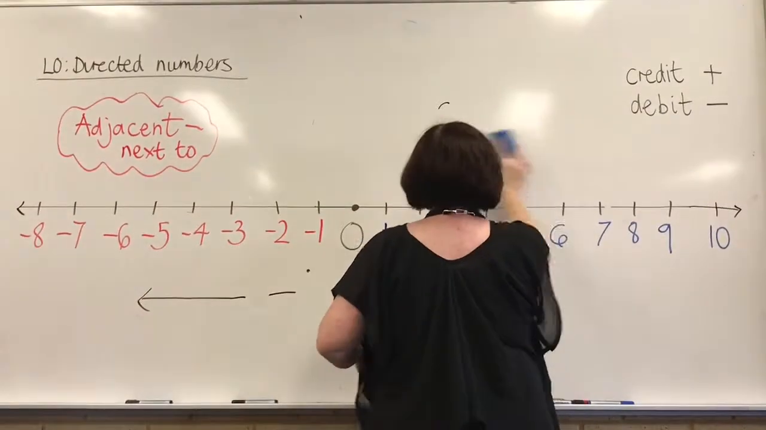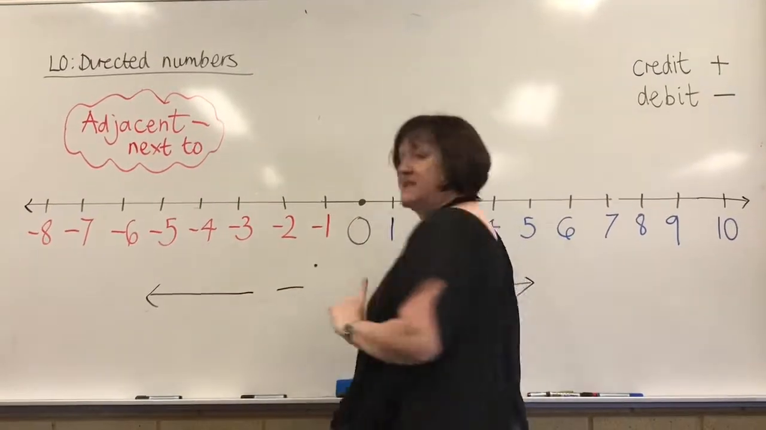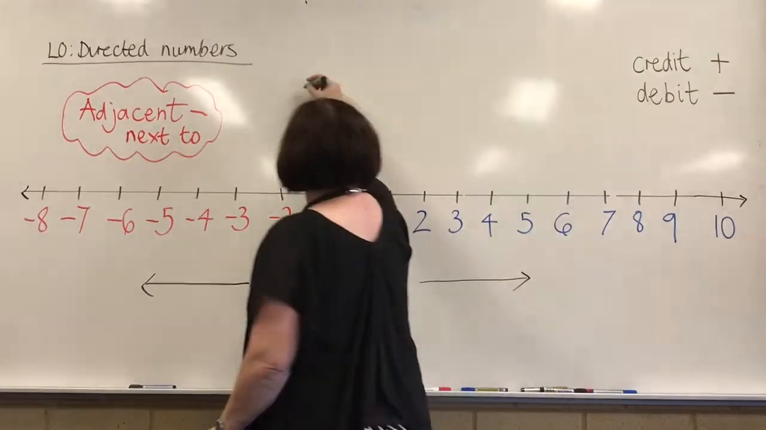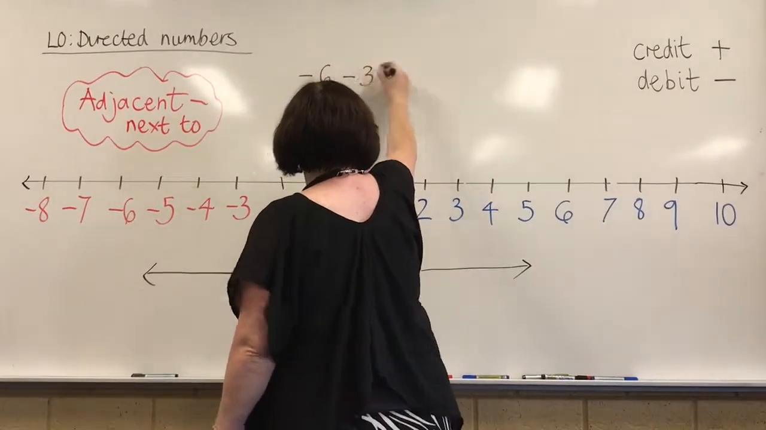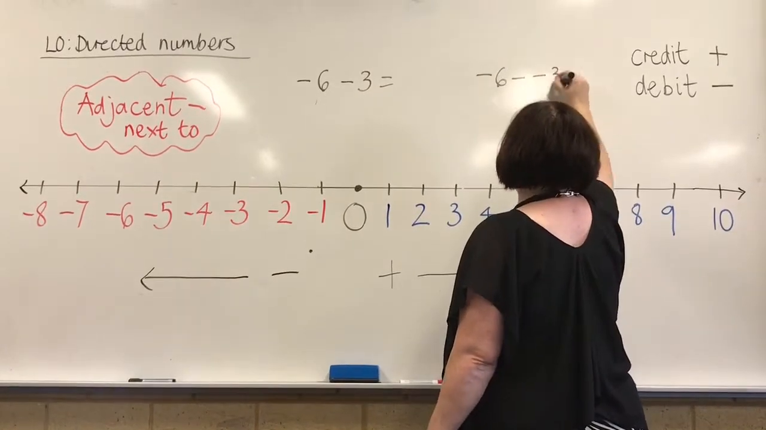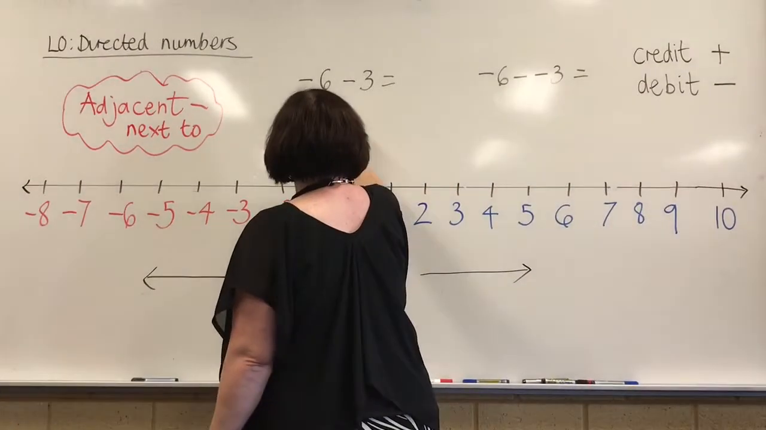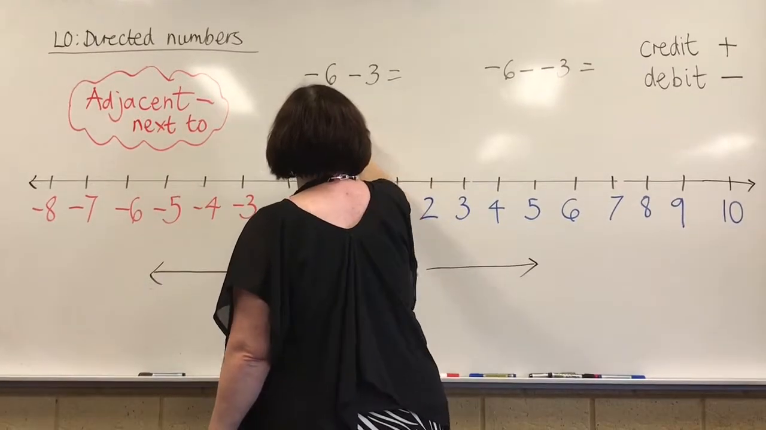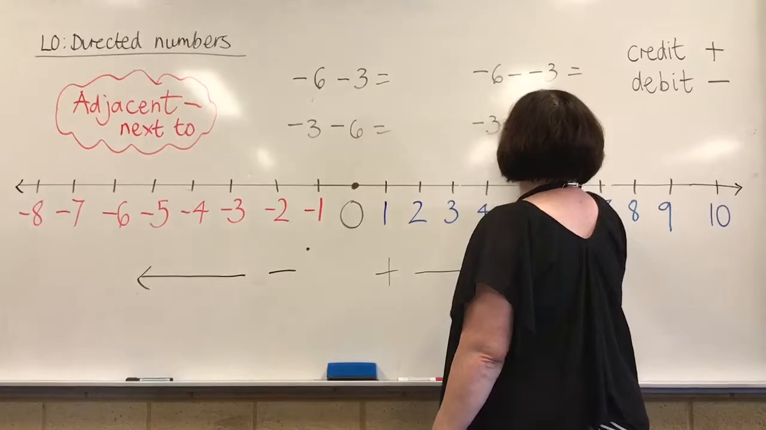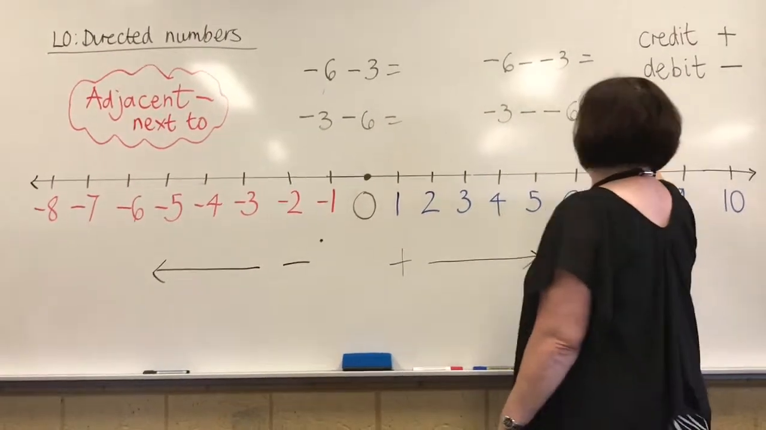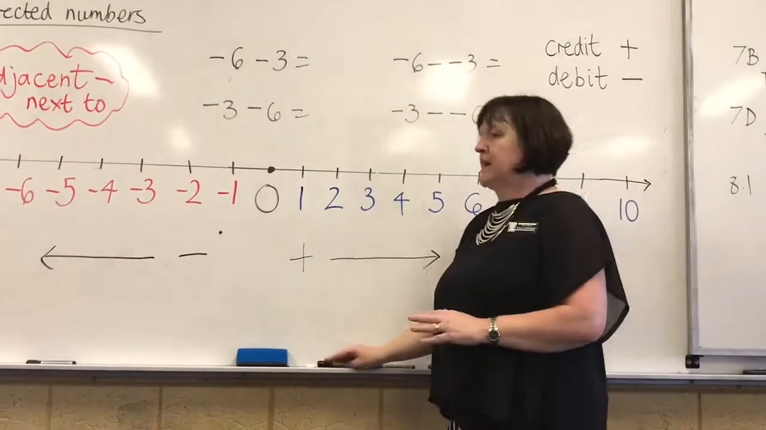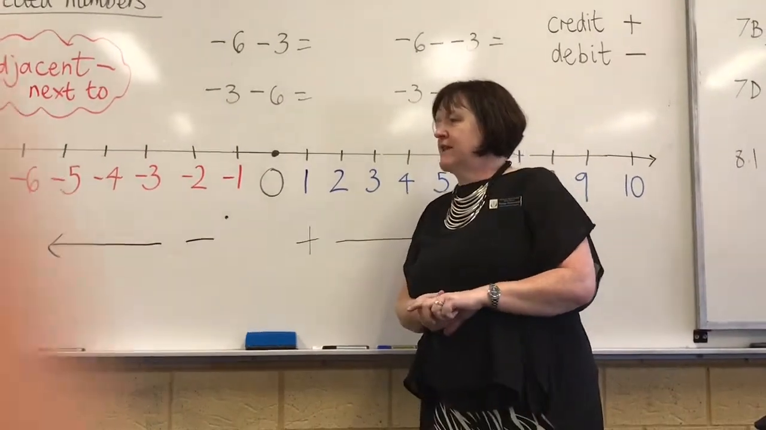So, let's just see. We're going to have some ones with 2 negatives, but you have got to decide whether the negatives are next to each other, adjacent or not. So we've got negative 6, take 3. We've got negative 6, take negative 3. We'll have negative 3, take 6, and negative 3, take negative 6. Okay, so write those ones down for me.